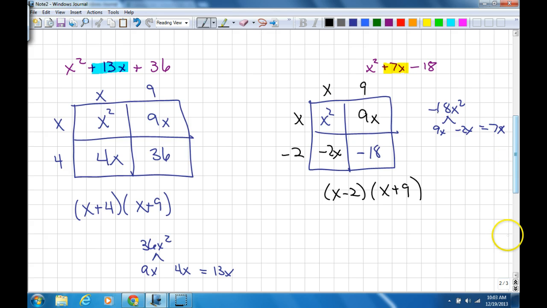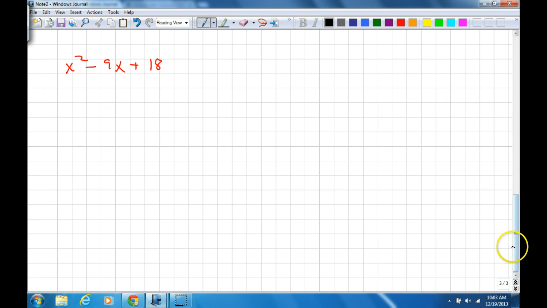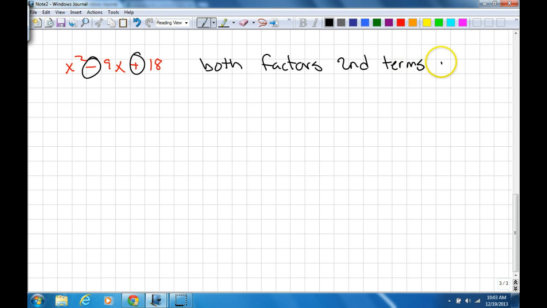My last one, I really want you guys to look at because it's something you're going to have to memorize. Notice that this has a negative, but the first one is negative, the second one is positive. On these, both factors, second terms, are what? Yep.